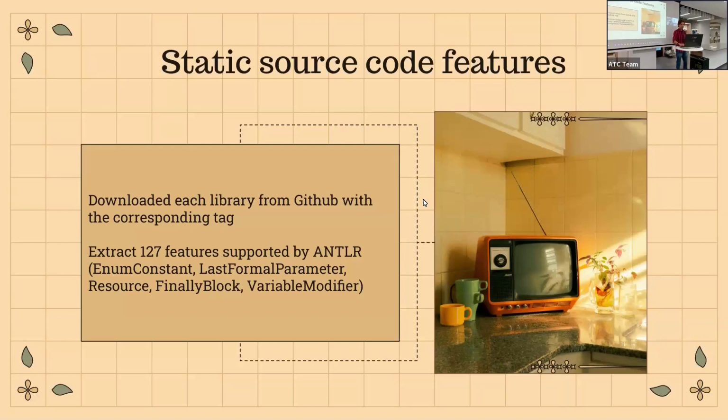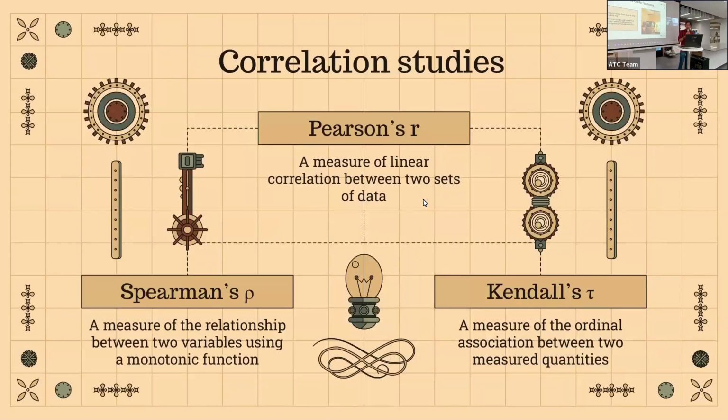Then we did what we call correlation studies. The first is Pearson's R, which is a measure of linear correlation between two sets of data. Spearman's rho, a measure of the relationship between two variables using a monotonic function, and Kendall's tau, a measure of the ordinal association between two measured quantities. That's a lot of gibberish.